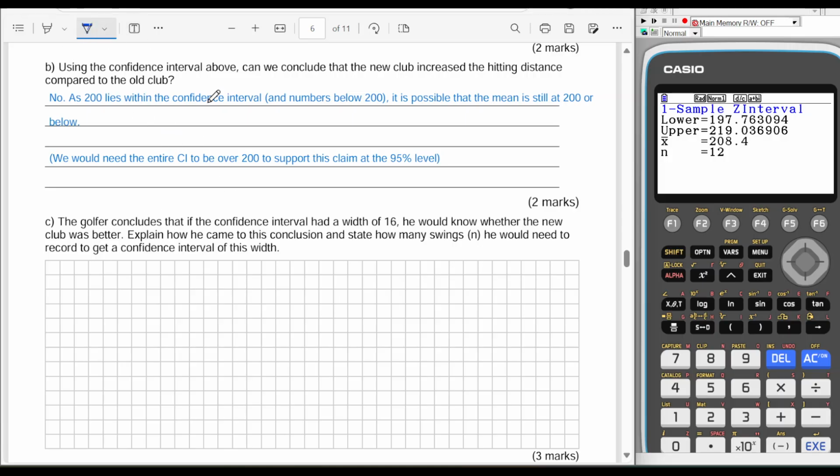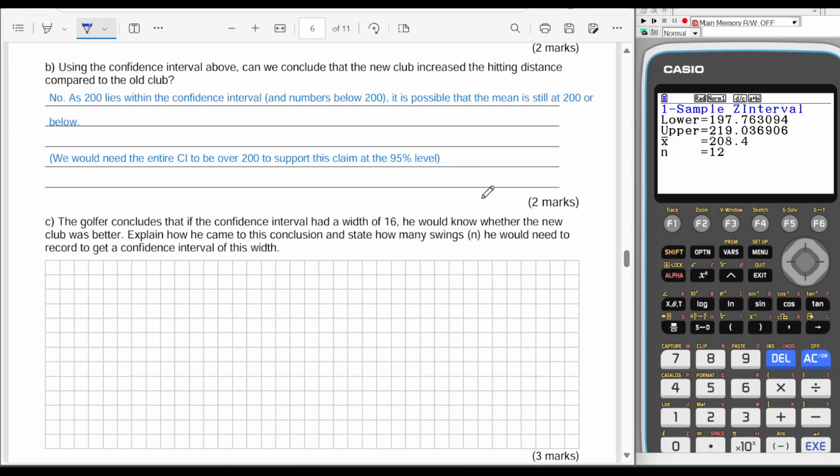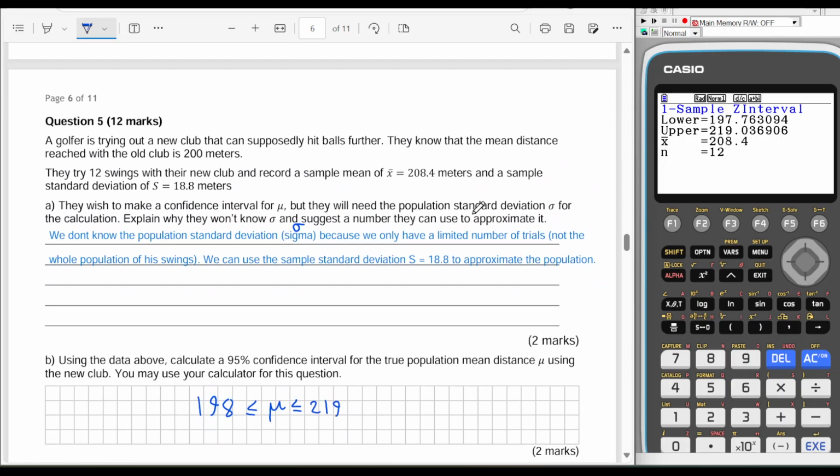Okay, the golfer concludes that if the confidence interval had a width of 16, he would know. Now, I want to talk a little bit about why the golfer may have concluded this. So let's suppose that the width was 16. Then we go up and down by 8. So I'd expect the confidence interval to be something like 200.4 and 216.4. That would have a width of 16. And you can sort of see there, then we would be able to conclude that the distance had increased because the confidence interval is over 200. Okay.